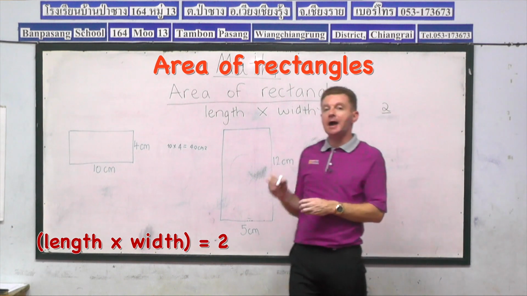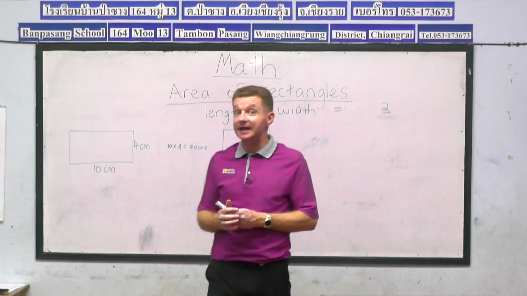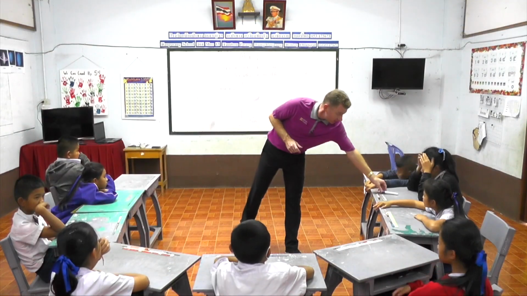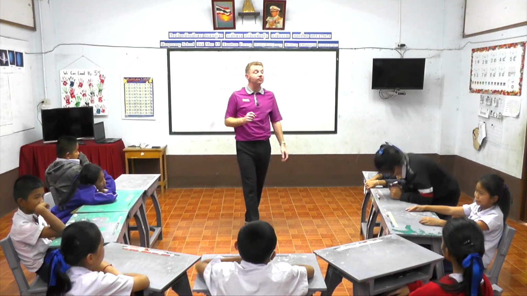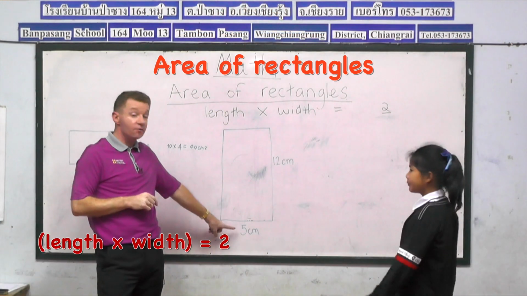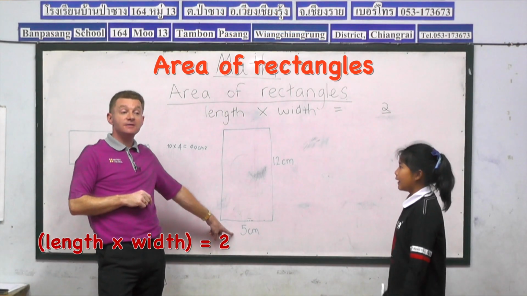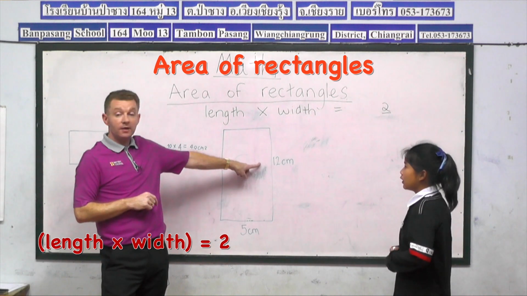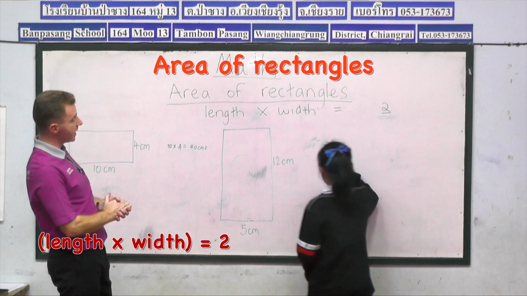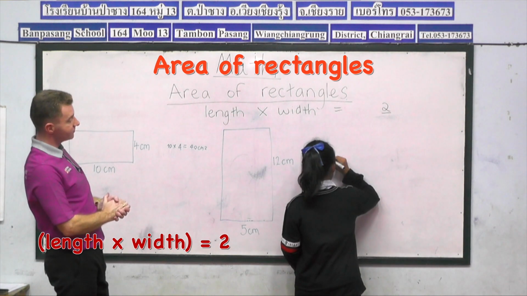So let's see now who can work out the total area of this rectangle. And now, Lackow, come and join me at the front of class. So this time, guys, we've got a length of 5 centimeters and a width 12 centimeters. So Lackow, can you demonstrate the area? 5 centimeters.